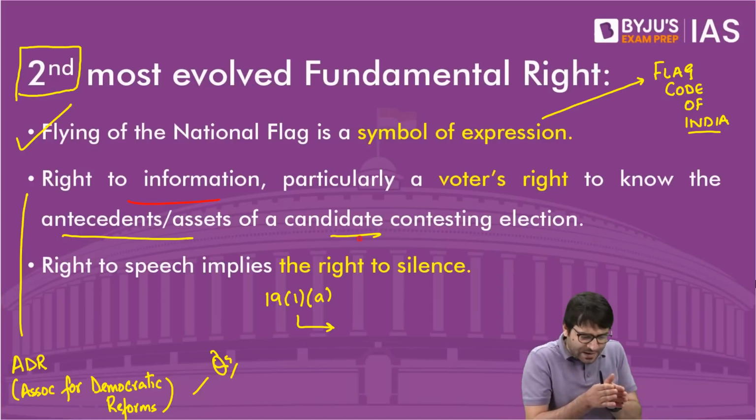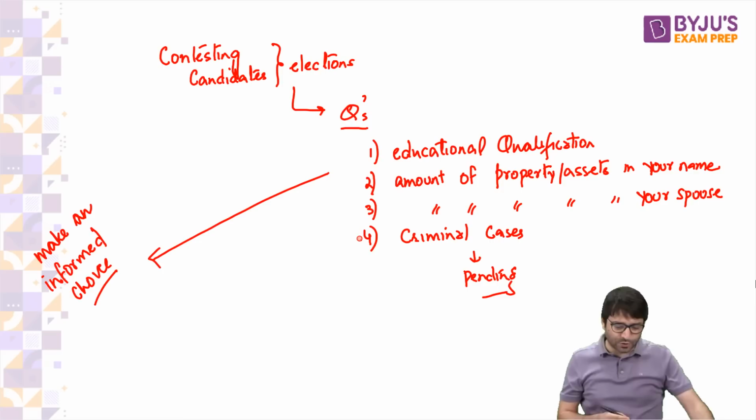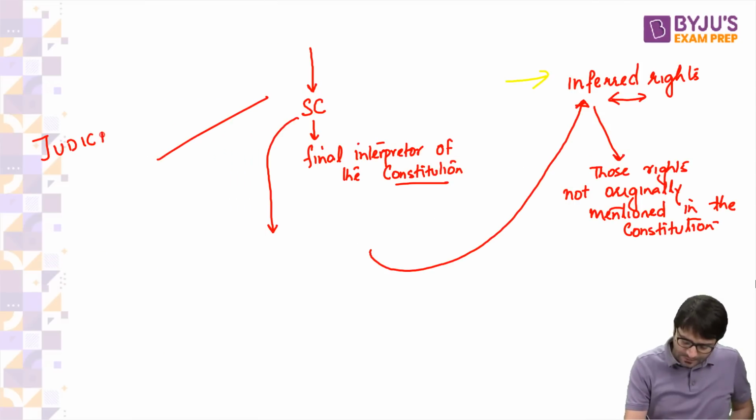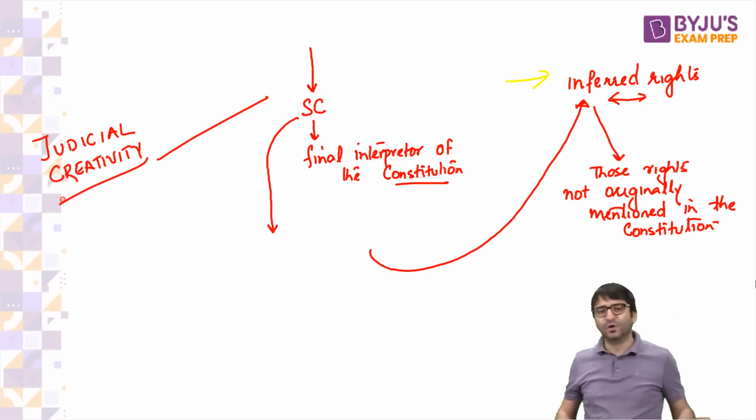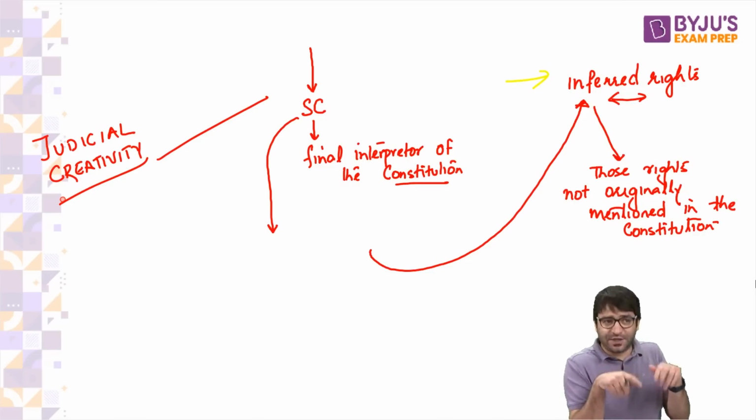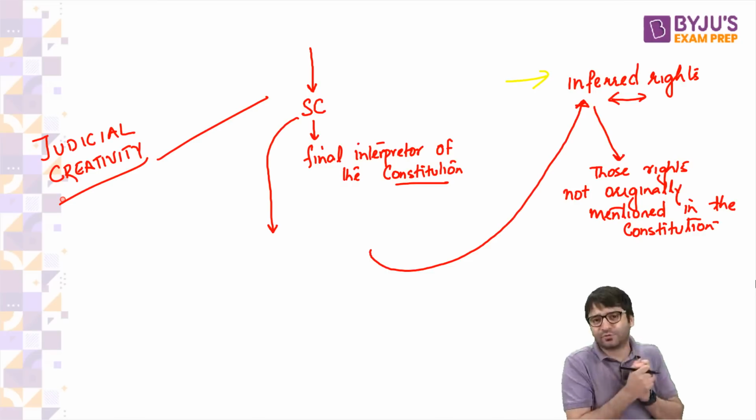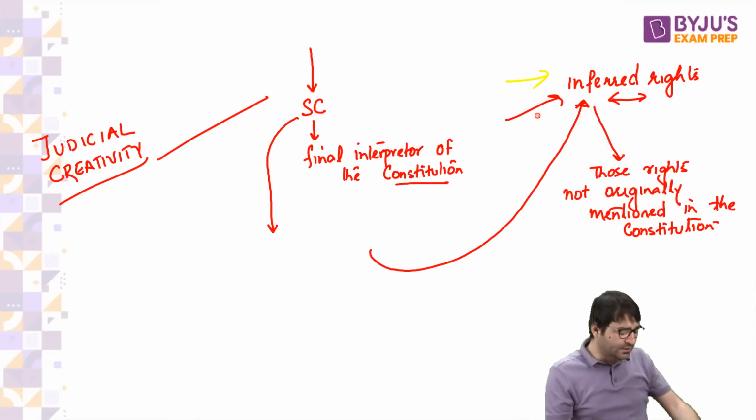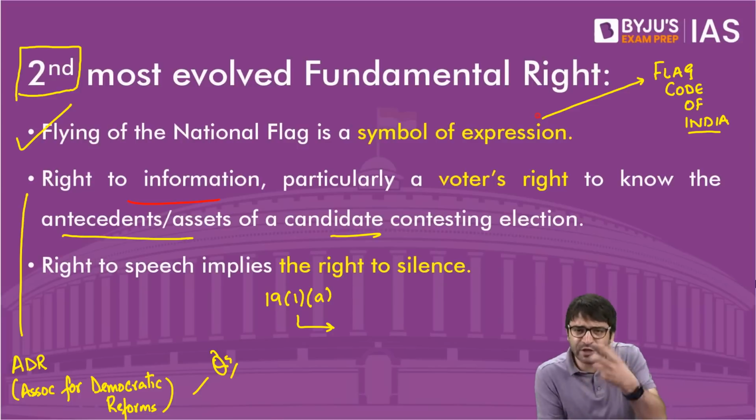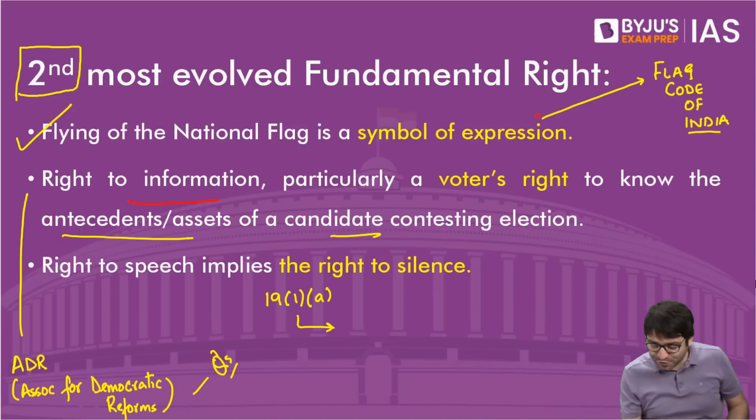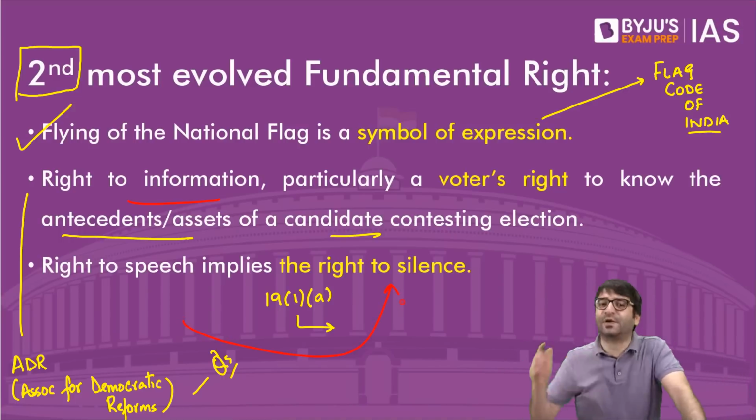But now Supreme Court has expanded the scope of Article 19, and this is what we call judicial creativity. Judiciary, through its creativity, is expanding the scope of fundamental rights and giving us those fundamental rights which were originally not conceptualized by the Constitution, giving us other inferred rights as well. In another instance, Supreme Court said, if you have the right to freedom of speech and expression, you have the right to remain silent as well. Right to speech means right to silence as well. That is also your fundamental right.